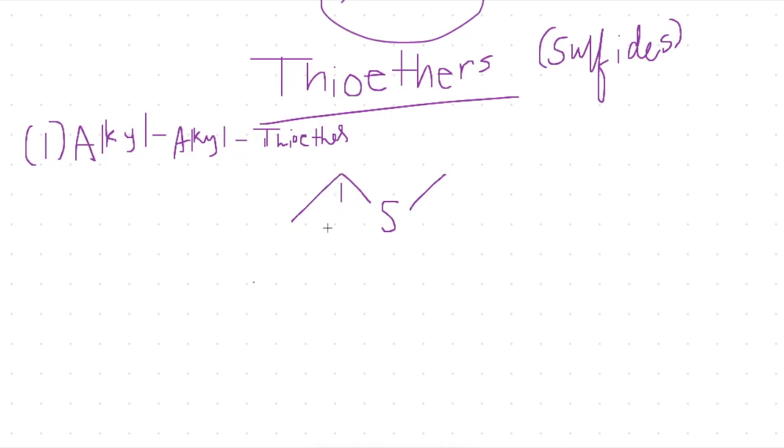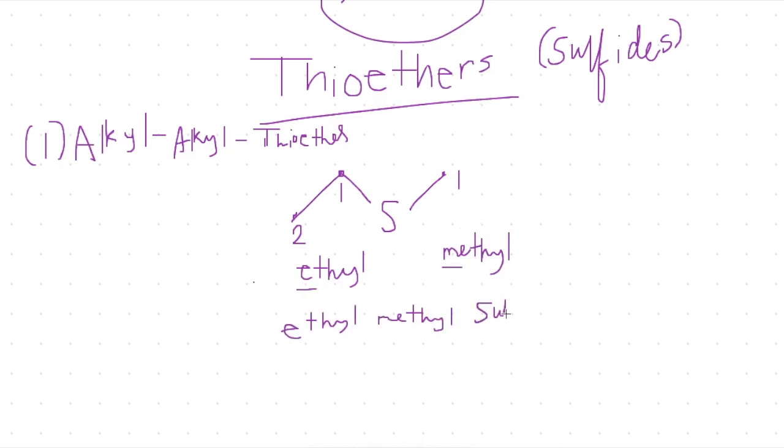To do this, we again number outward from the sulfur on both sides, when we name them in alphabetical order as substituents. So this 2-carbon chain would be named an ethyl, and this 1-carbon chain is a methyl. E comes before M, so we have ethyl methyl sulfide, where we name both alkyl groups and the thioether group, which is a sulfide group, at the end.